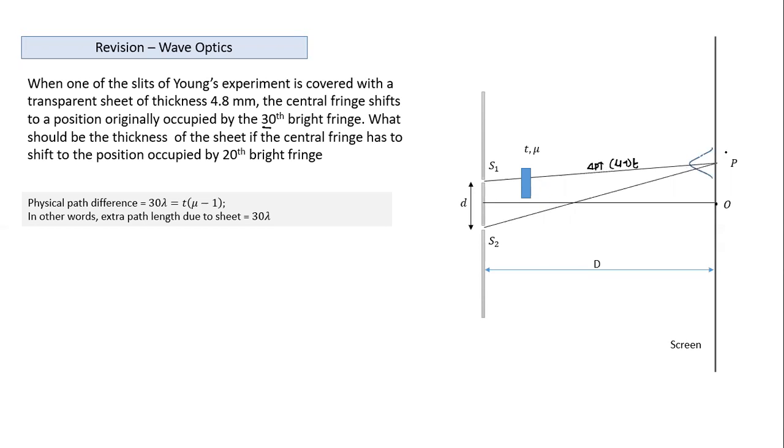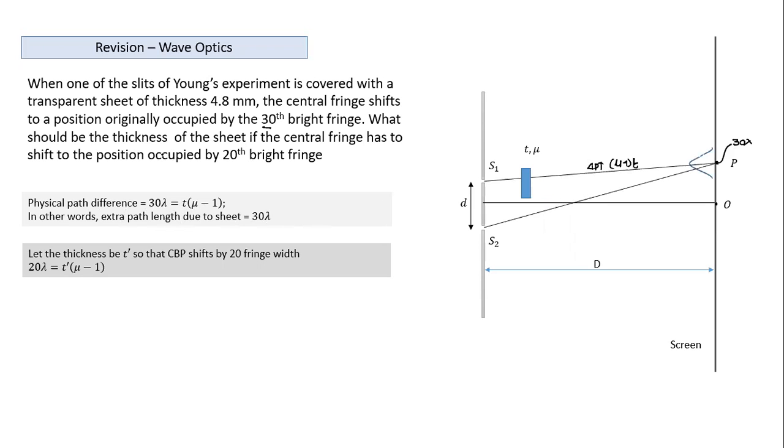So here it has shifted to point P, which corresponds to the 30th bright fringe. It means at this point the path difference S2P minus S1P is equal to 30 lambda. So the physical path difference is 30 lambda. If it has shifted to this point, it means the extra optical path because of the sheet has to be equal to 30 lambda, or T times (mu minus 1) equals 30 lambda. The physical path difference of 30 lambda has to equal the optical path difference. So the sheet is creating an extra path length equal to 30 lambda, which is offset because of this shift.